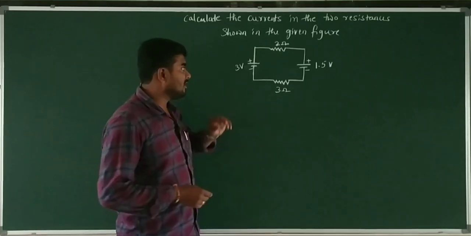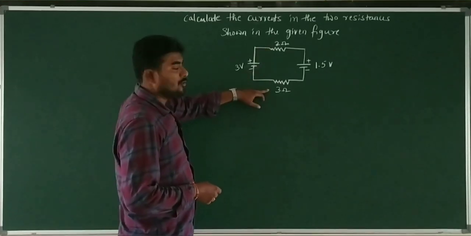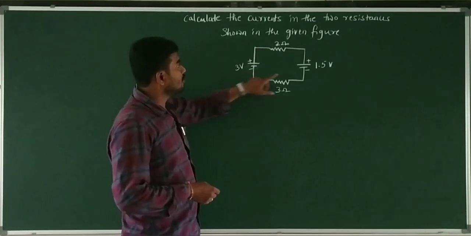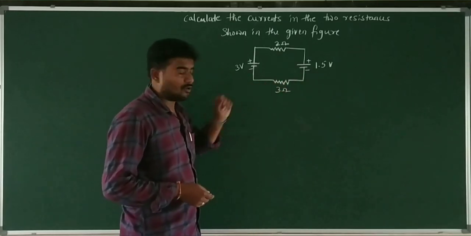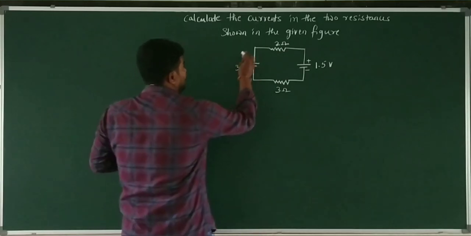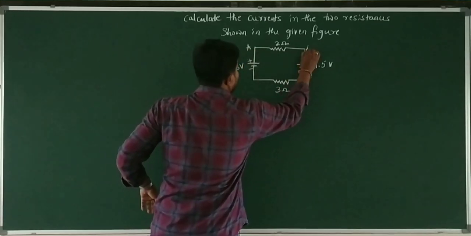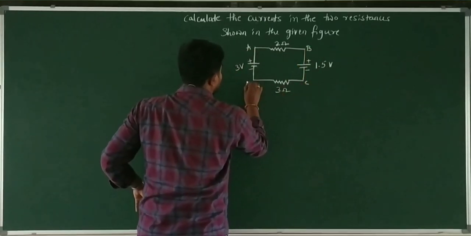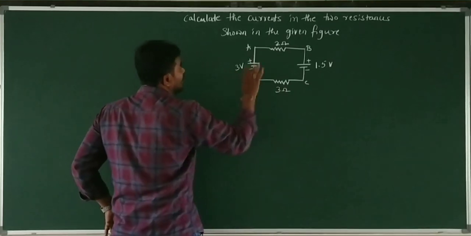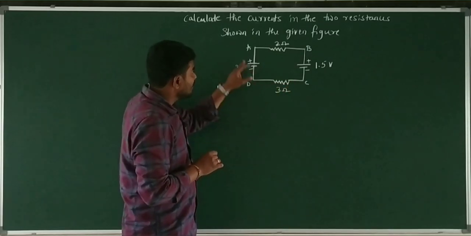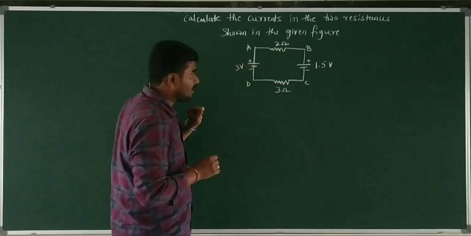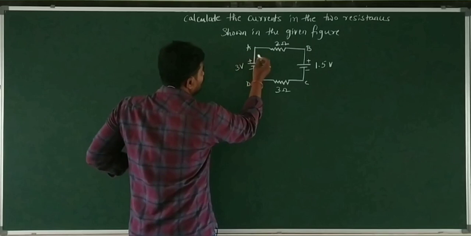Look at the circuit diagram carefully. 2 ohm and 3 ohm resistors are given. 3 volt and 1.5 volt sources of EMF are given. First we shall name the circuit A, B, C and D. Now ABCD is a closed loop. Look at the diagram. In this diagram, no current is given. So we shall name the currents also.